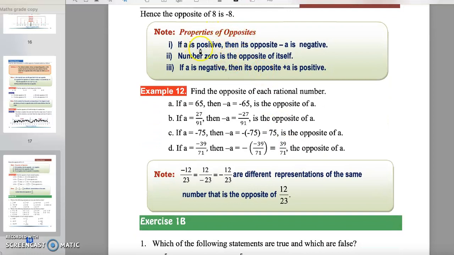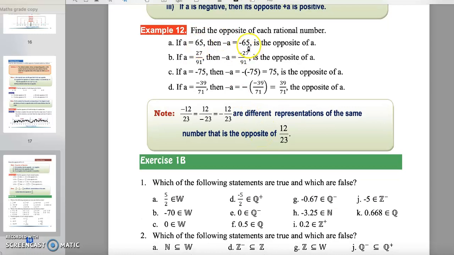እሺ እንቀጥል። Properties of opposites. If A is positive then its opposite, negative A, is negative. ስለዚህ number 0 is the opposite of itself. Yeah, ይሄንን ሁሌ ማወቅ ያለብን ነገር ቢኖር 0 የራሱ opposite ነው. So number 0 is opposite of itself. If a is negative ደግሞ opposite ምን ይሆናል? positive a ማለት ነው.